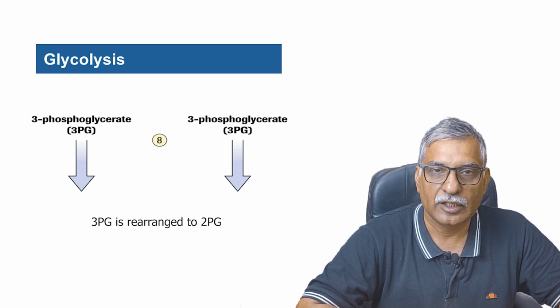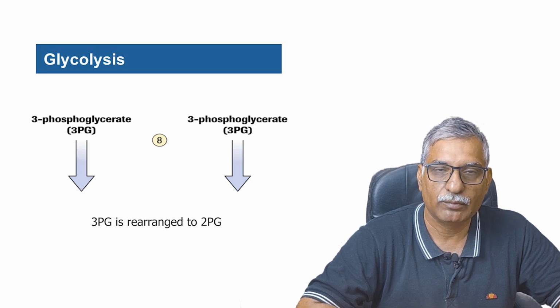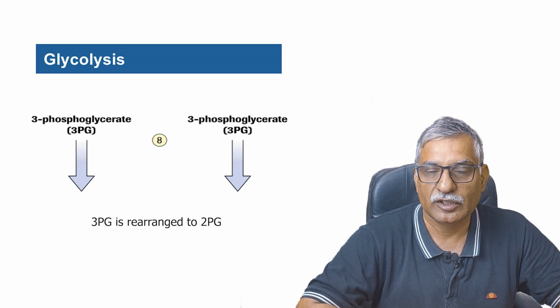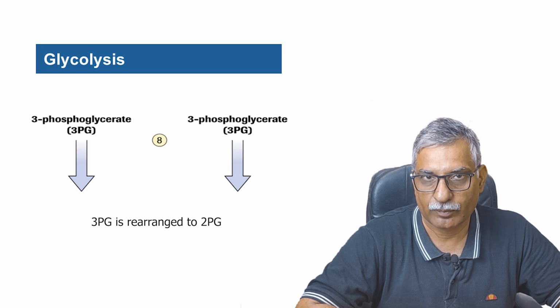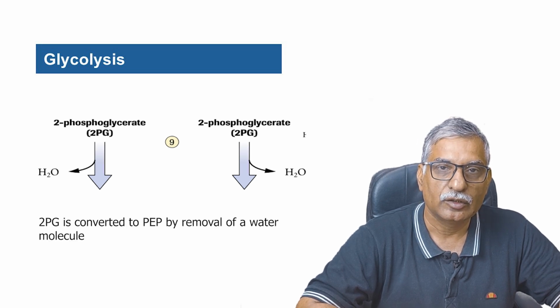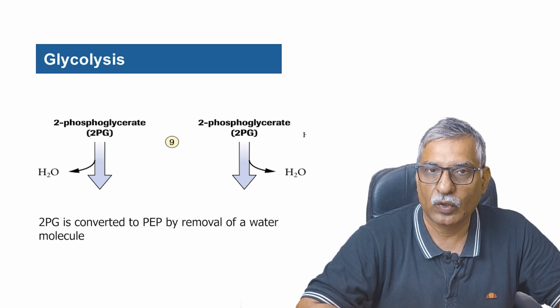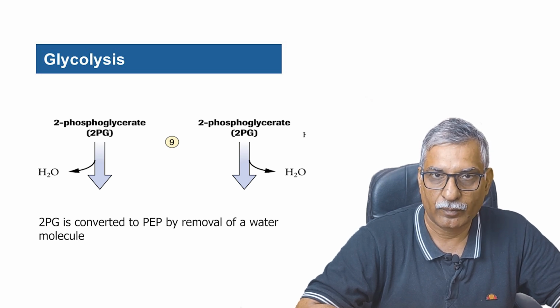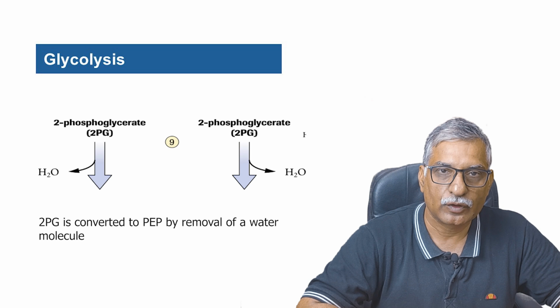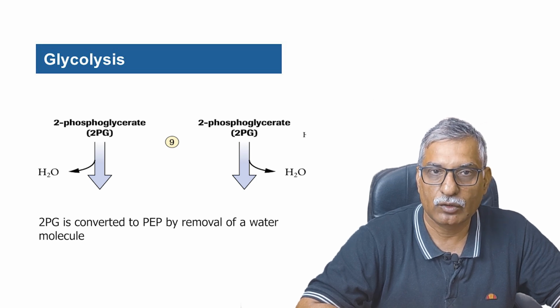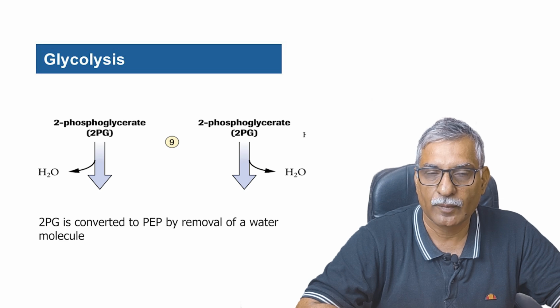Over here, energy is derived from the conversion of 1,3-bisphosphoglycerate into 3-phosphoglycerate molecules. So this is known as substrate level phosphorylation. In the next stage, 3-phosphoglycerate is converted into 2-phosphoglycerate. In the very next stage, 2-phosphoglycerate molecules lose water, 1 water from each molecule, and it is converted into phosphoenol pyruvate. At this stage, we have 2 molecules of phosphoenol pyruvate, and each phosphoenol pyruvate has 3 carbons and 1 phosphate.